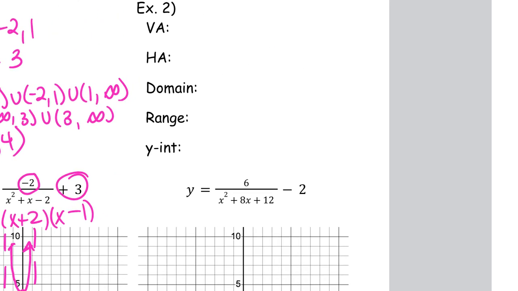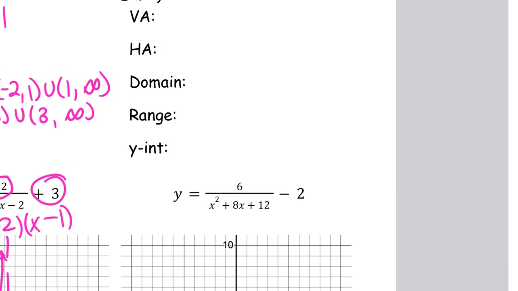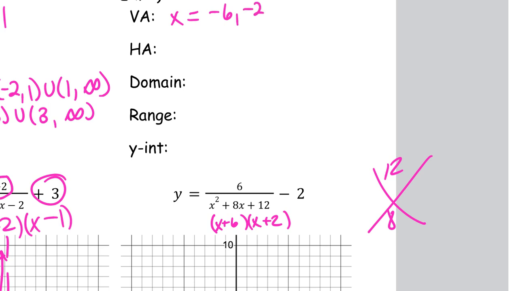Okay, next one. First thing we've got to do is factor this right here. So you've got a 12 and an 8. Does everybody know how to get the 12 and the 8? Okay, figure out what they are. Since the A is 1, whatever you get is going to be the factors. 6 and 2. Everybody agree? So then my vertical asymptotes are going to be x equals. Okay, so I'm going to go draw those.